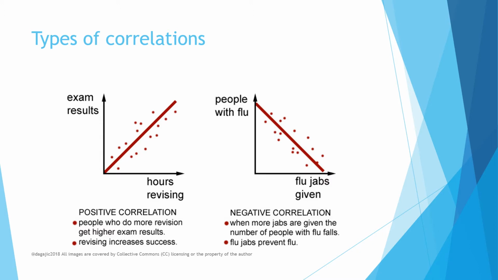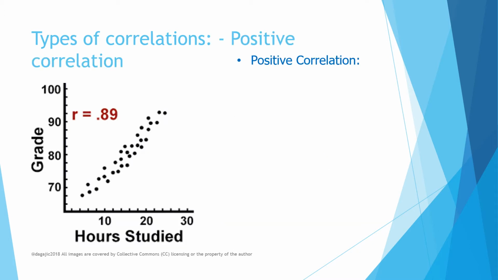So there are various types of correlations that we're going to look at. The main two are positive correlations and negative correlations, and then of course we can have a situation where there's no correlation. We're always looking at the gradient of the line on the graph. If it's at about a 45-degree angle, that means that we've got a really strong correlation. So let's have a look first at a positive correlation.